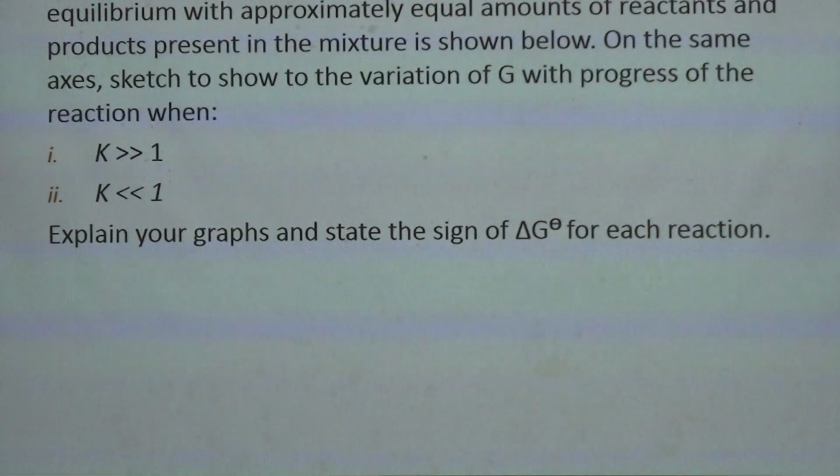Now let's look at checkpoint 7. We'll give you about 2 minutes to try this out. Sketch on the same axis as what you find on page 28 the variation of G with progress of the reaction when K is greater than 1 and when K is less than 1. Try to sketch out how you think the two graphs will look like.